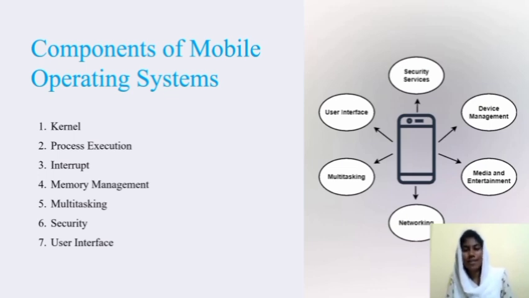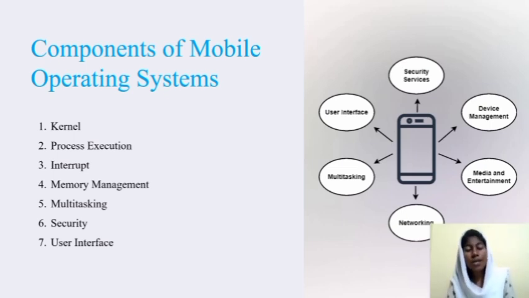Components of mobile operating systems. Kernel. Kernel is the core or heart of an OS. It contains all the operations and functions managing the work of OS. Process execution. OS executes various processes so that the statements will execute and the application program reaches the hardware. Whenever a process executes, it uses the memory space and other resources as well.